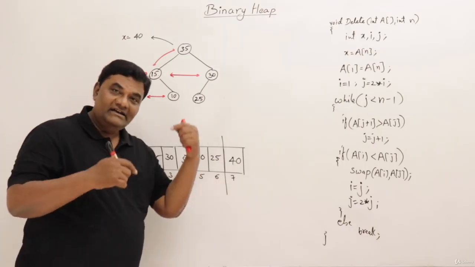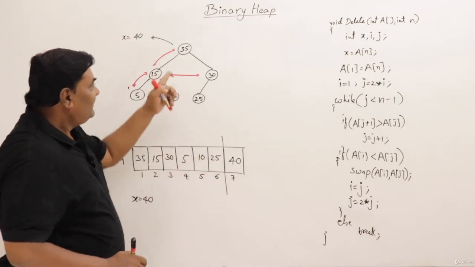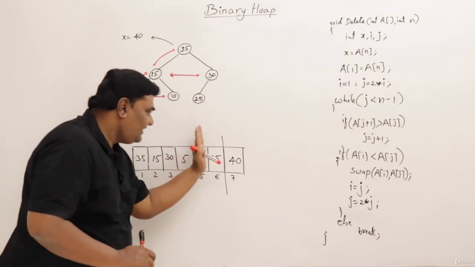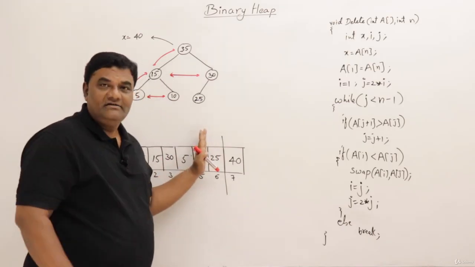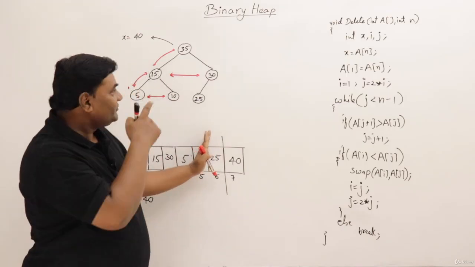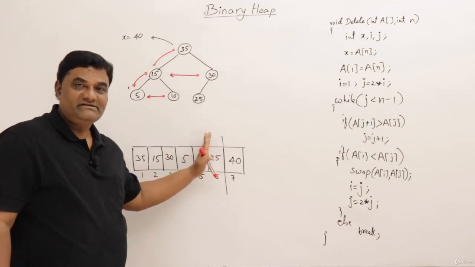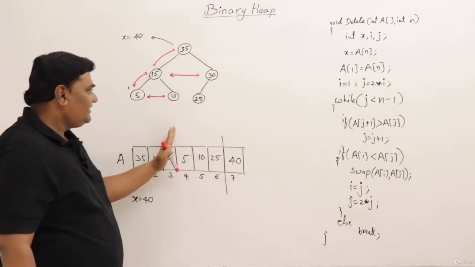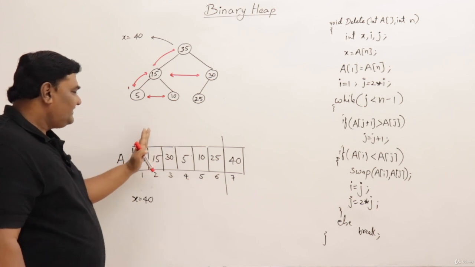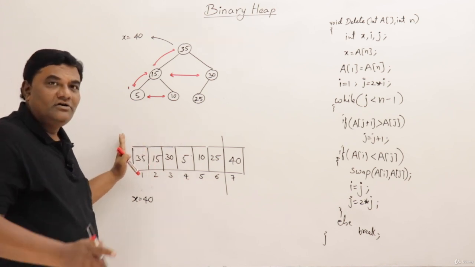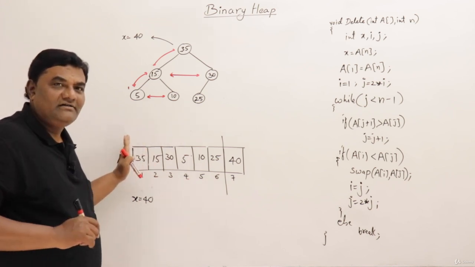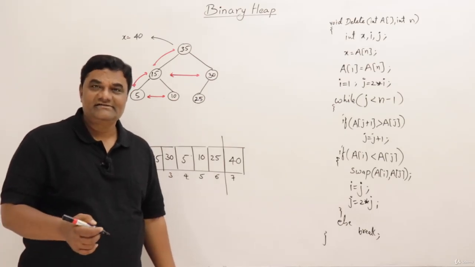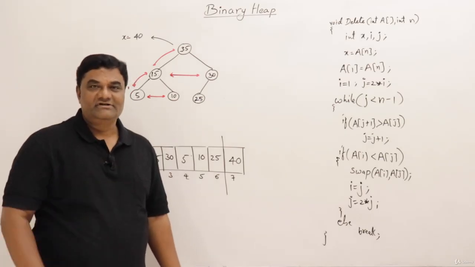Now delete again. Which element do you get? 35. What will be the size of the heap? 5. This place will be free. Shall I store 35 there? Yes. Then next, which one will be deleted? 30. Next, 25. Then 15. Then 10. Then 5. What happens to the array? Sorted. Yes. This is heap sort.